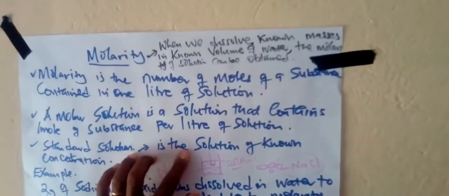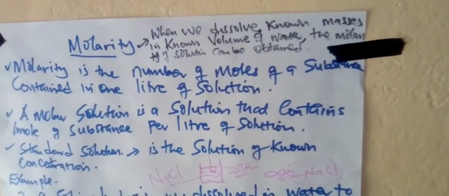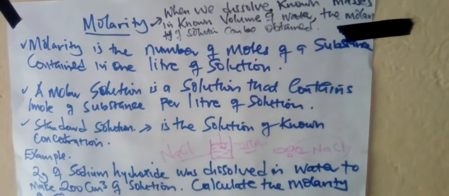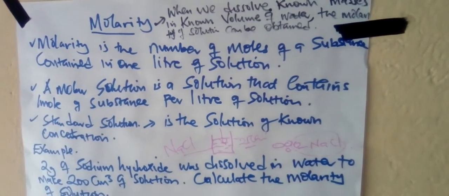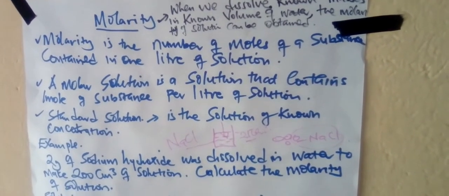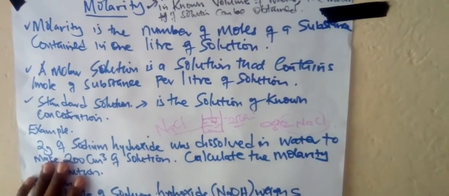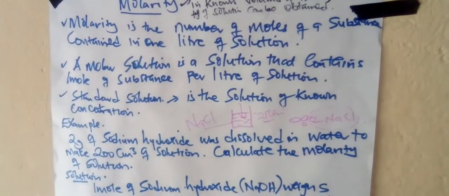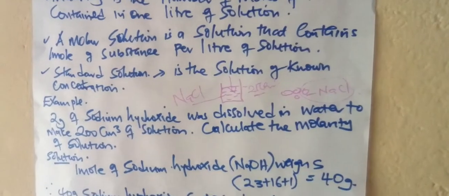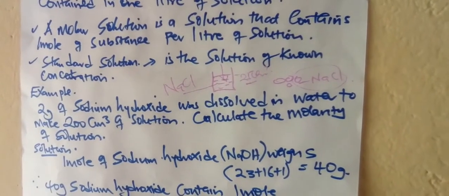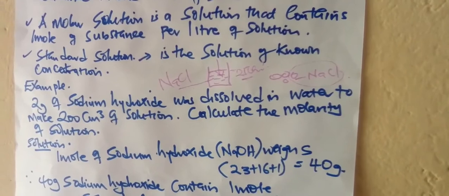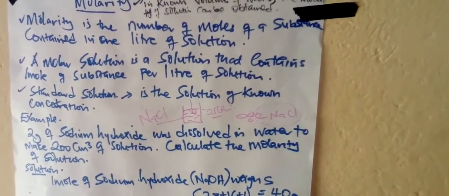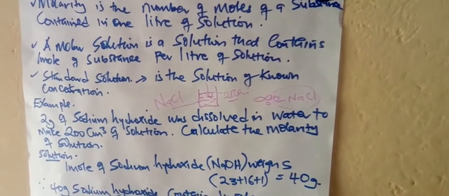A standard solution is a solution of known concentration. A molar solution is a solution that contains 1 mole of a substance per liter. I hope molarity is understood. To get molarity, you must have moles in a volume equivalent to 1000 centimeters cubed. So we shall be playing around with different volumes, then we relate it to 1000.